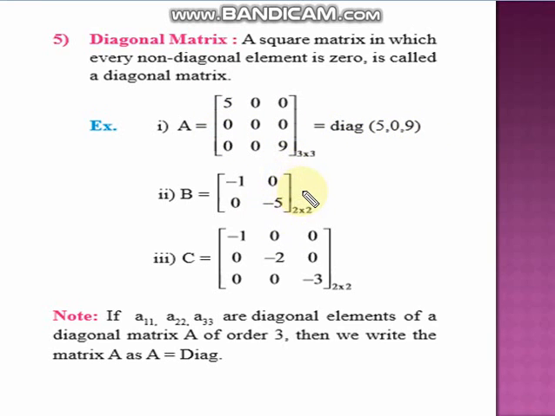This matrix can be written as diag(-1, -5). This can be written as diag(-1, -2, -3). So this symbol indicates that all the non-diagonal elements are 0 and the diagonal elements are as given. Okay. So if A11, A22, A33 are the diagonal elements of a diagonal matrix A of order 3, then we write the matrix A as A is equal to diag.